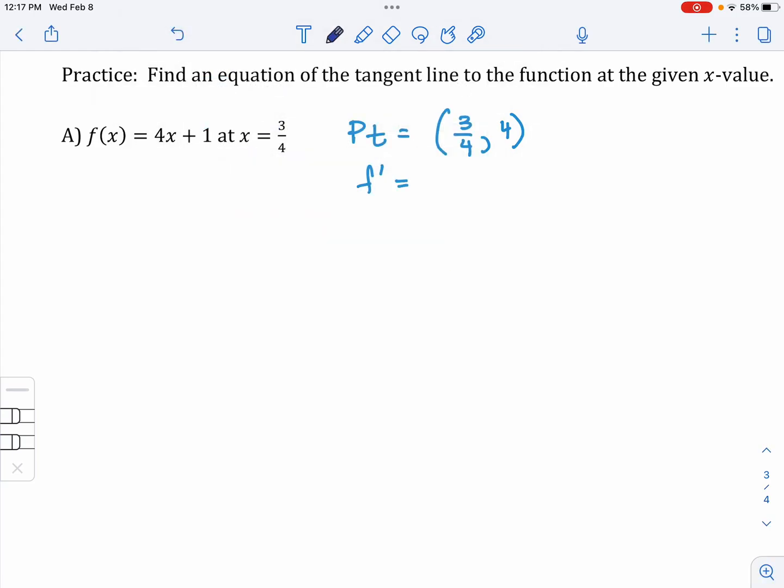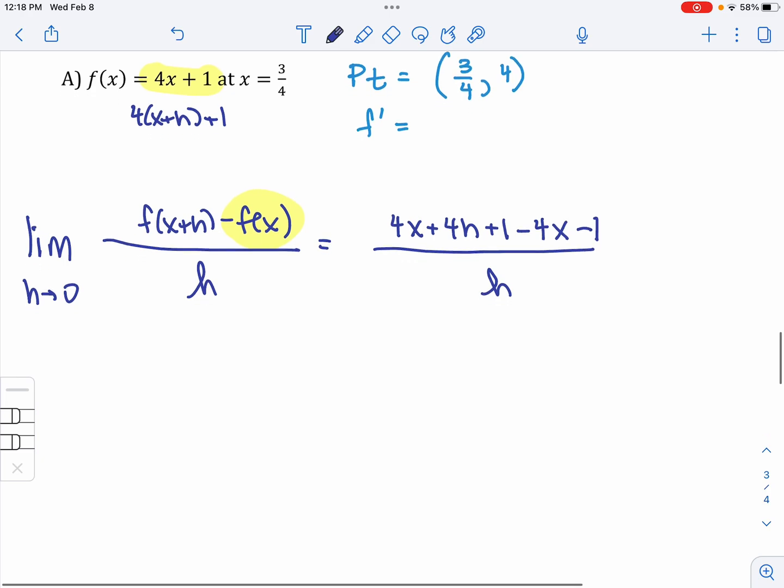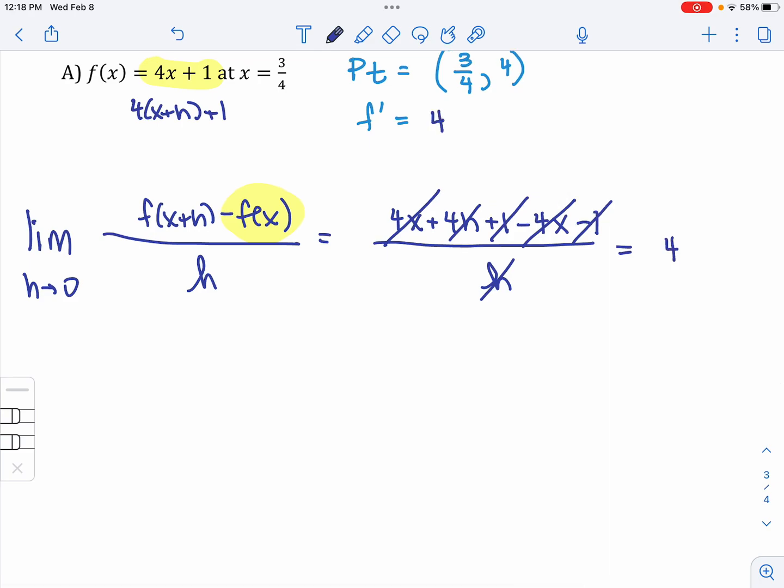All right, to find the slope, I'm going to use my equation. Here's the equation, f of x plus h minus f of x over h as h approaches 0. Replace x with x plus h. Simplify that. That's going to be 4x plus 4h plus 1. Then I'm going to take away the original. So I'm going to distribute that minus sign. So it's going to give me minus 4x minus 1, again, over h. 4x's cancel out, 1's cancel out, h's cancel out, 4. So the slope is 4.